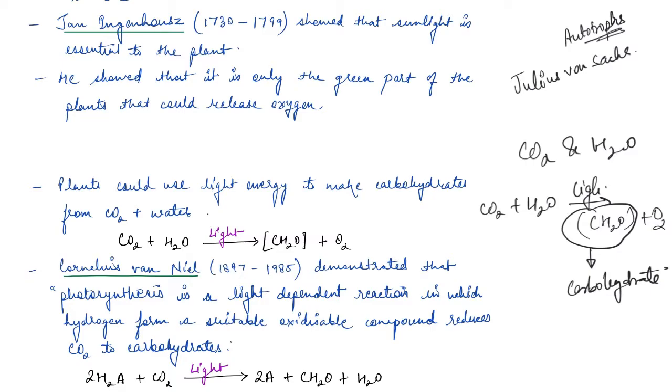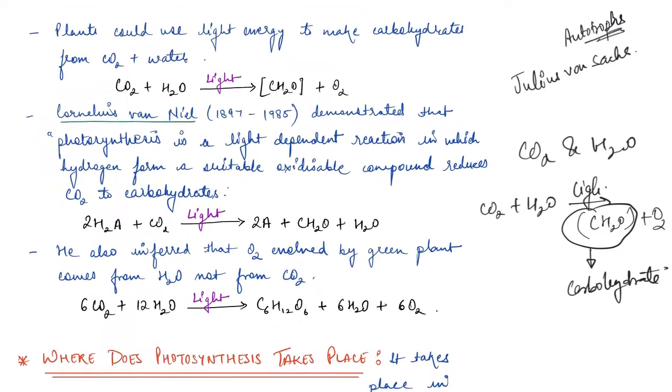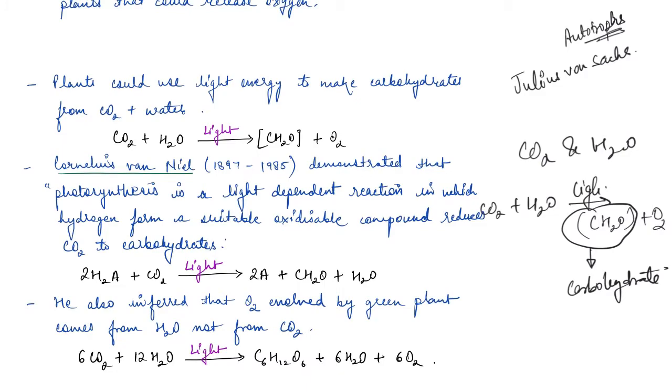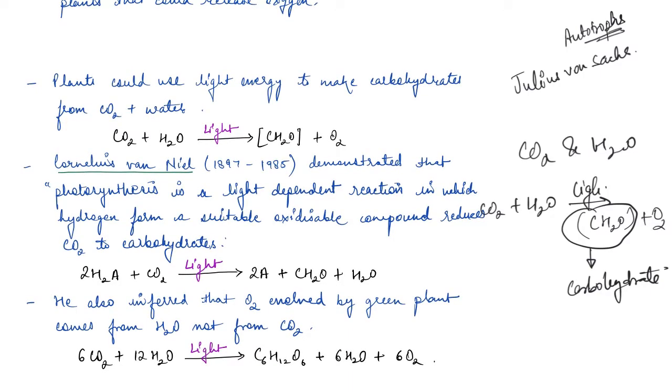And how did he express it in a reaction? Basically, he mentioned it with hydrogen: H2A plus carbon dioxide in the presence of light gives carbohydrate, which is CH2O, plus H2O and plus A, which is released. Now in green plants, remember guys, H2O is the hydrogen donor and is oxidized to oxygen.